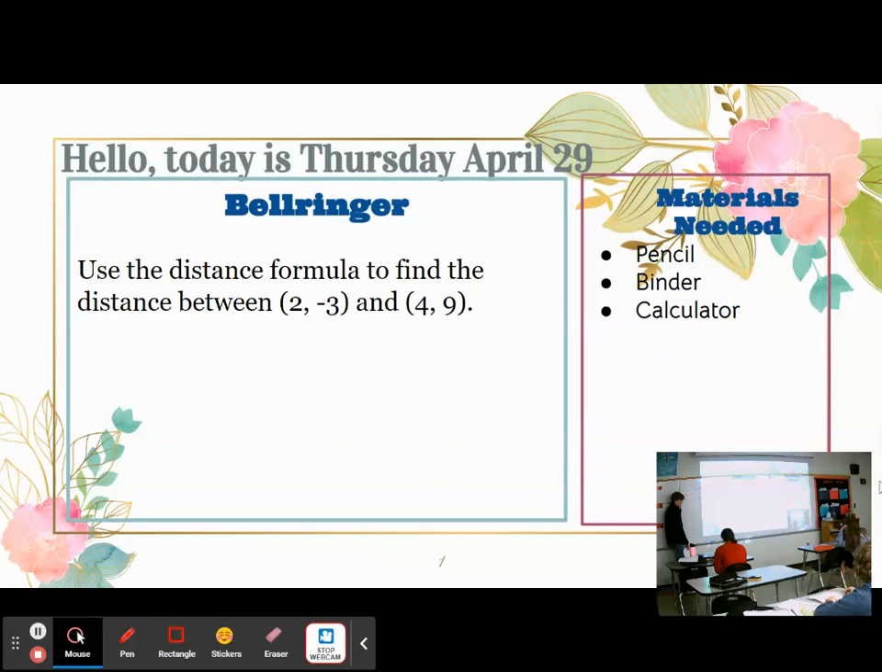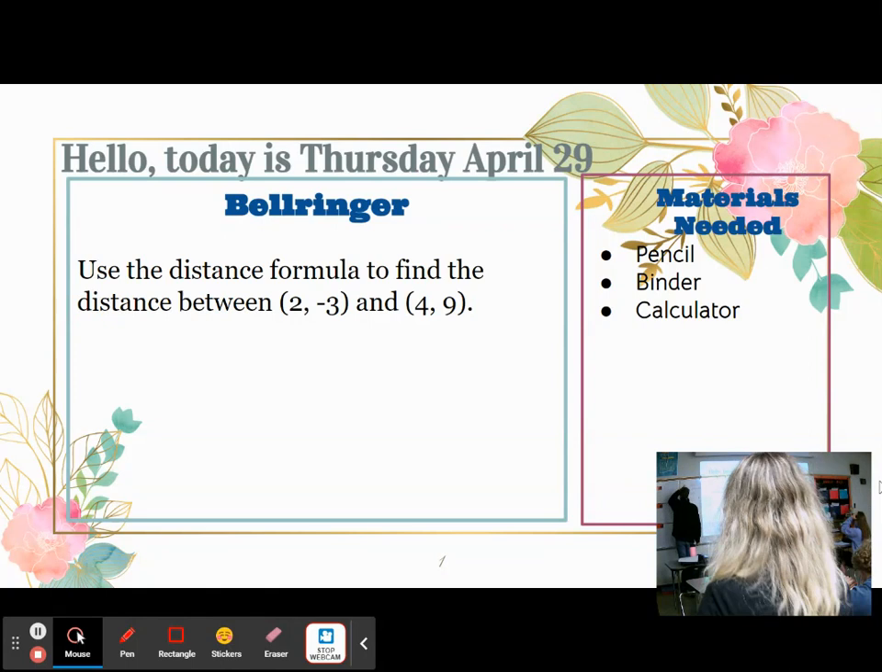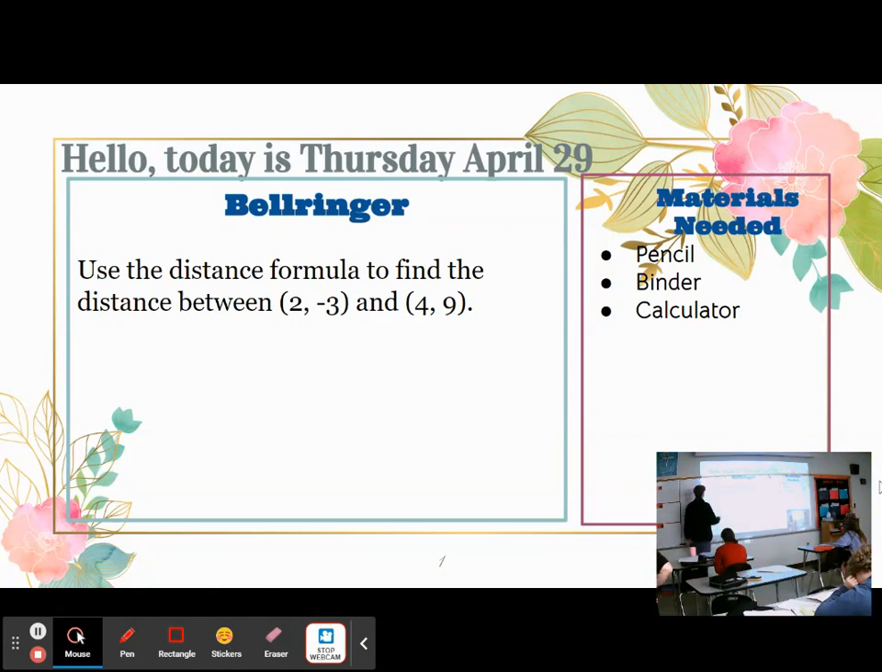All right. So first, let's start off with what exactly is the distance formula. So Colton, get ready to write this down. And someone give him what the distance formula is. John. D equals the square root of 4 minus 2, in parentheses, and squared, plus 9 minus negative 3 squared.